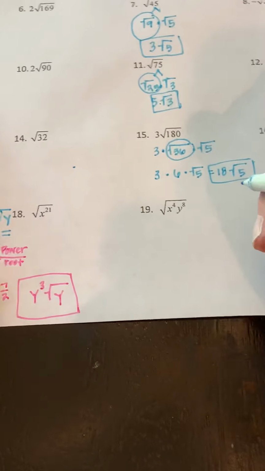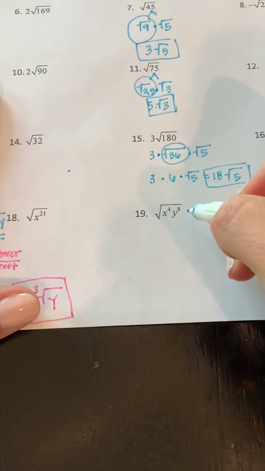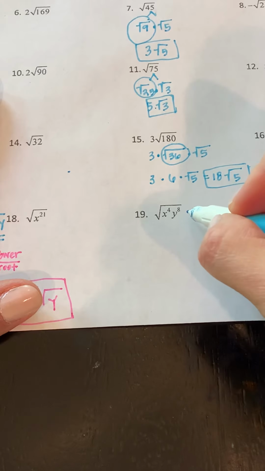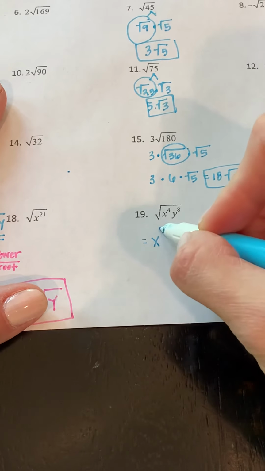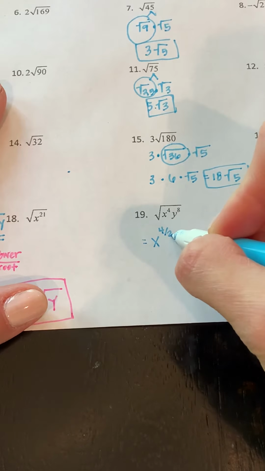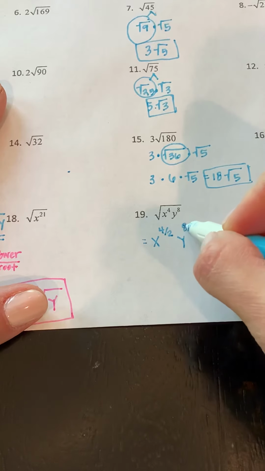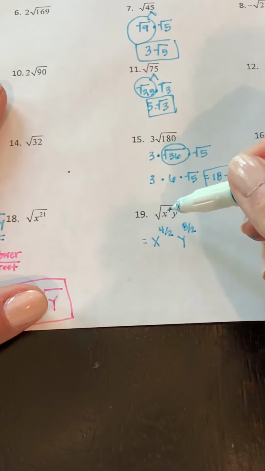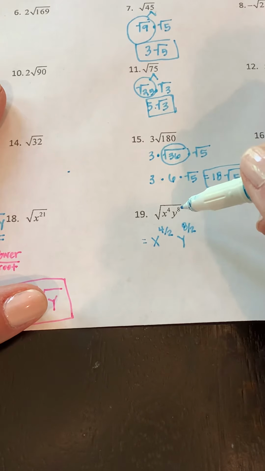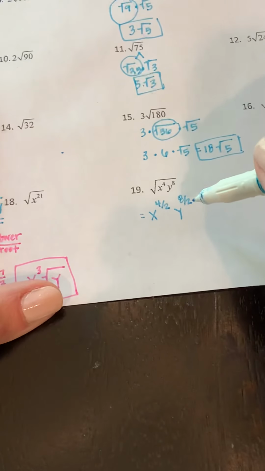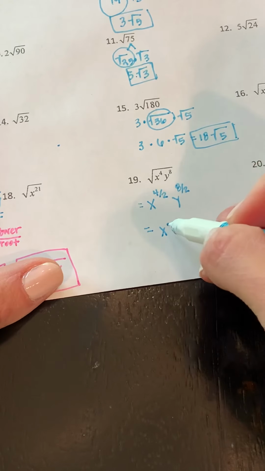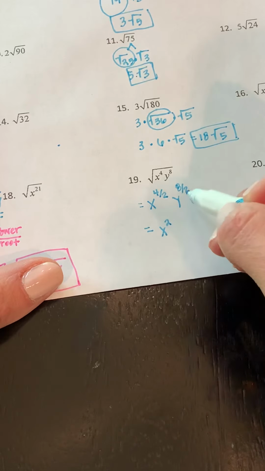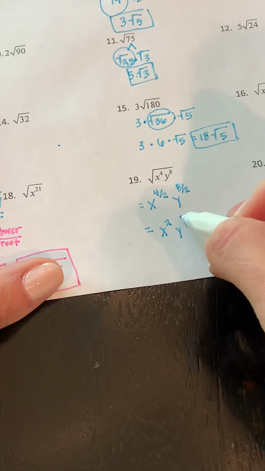All right, so now number 19, we have 2 variables. Doesn't matter, we're just going to do the same thing. We'll just do it for both. So I'm going to rewrite this. You can do it however you choose, but I'm going to do it this way. This is x to the 4 divided by 2 and y to the 8 divided by 2. I notice that these are both even, right? So that means I'm not going to have anything left underneath the radical because there are no remainders when I divide those. When I divide 4 by 2, 2 goes into 4 2 times with nothing left over. 2 goes into 8 4 times with nothing left over. So that is my answer.